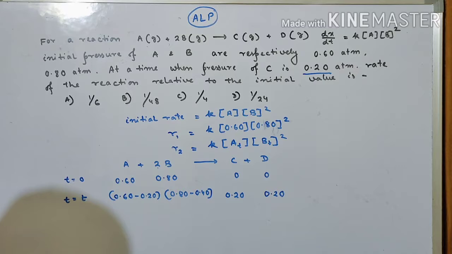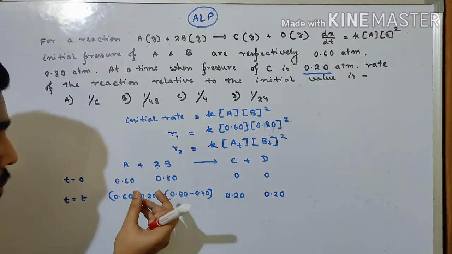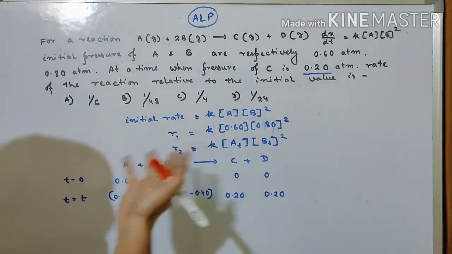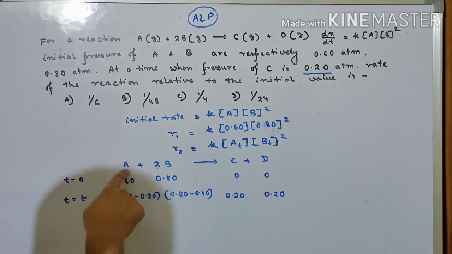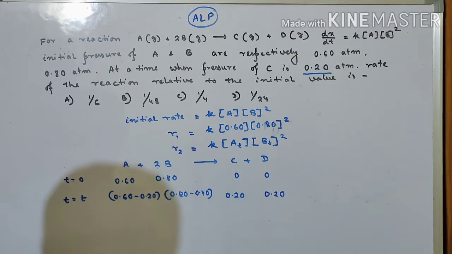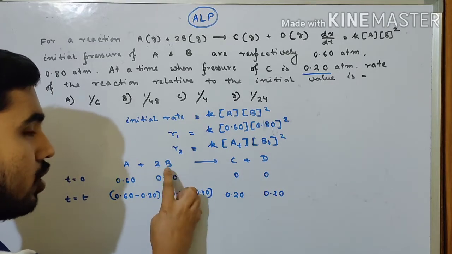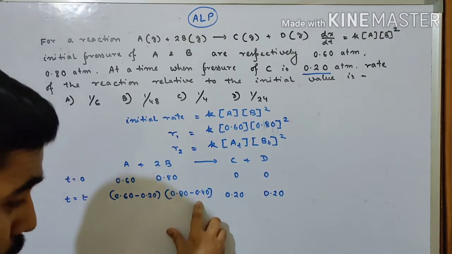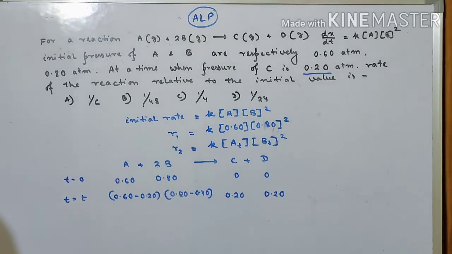Carefully see the left hand side. As per the coefficient, I have taken the amount of pressure of A, that is basically amount of reactant, that is giving rise to product. Means if more amount of A is giving rise to C, the pressure of A will be reduced. How much of pressure of A will be reduced? As per the coefficient. Because here it is 2B, so more amount of B will react. So it is 0.80 minus 2 into 0.20, so it is 0.40.